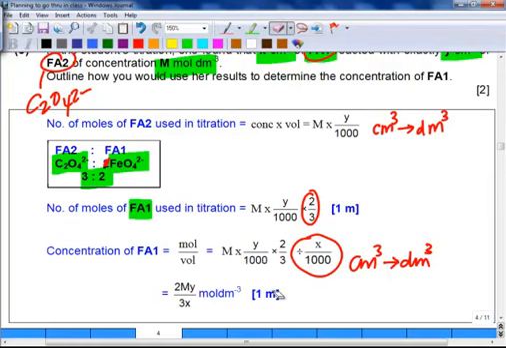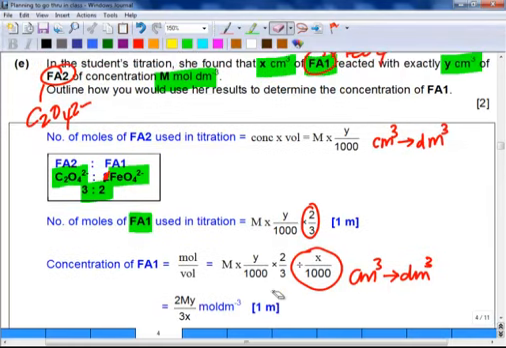For this question, you notice that the question says outline how you will use the result. You don't need to say things like, firstly, find number of moles, next step, find concentration. Don't need. You just need to write as per normal how you would do a calculation. Is it okay?